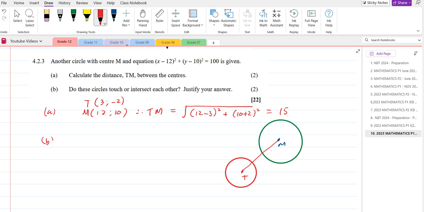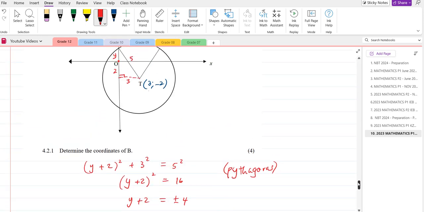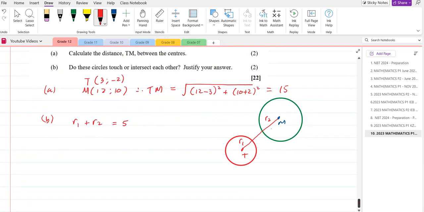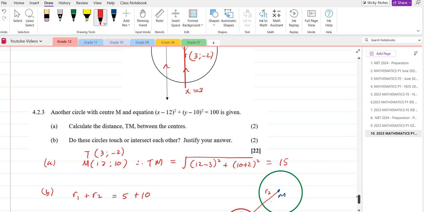So part B, we need to calculate R1 plus R2. Radius 1 plus radius 2 is equal to, what's the radius of the first circle? The radius of the first circle is 5. How do we know that? Remember we calculated the radius of the first circle is 5, because of the 25 there. And the radius of the second circle is not 15. The radius of the second circle is 10. So 5 plus 10 is 15.